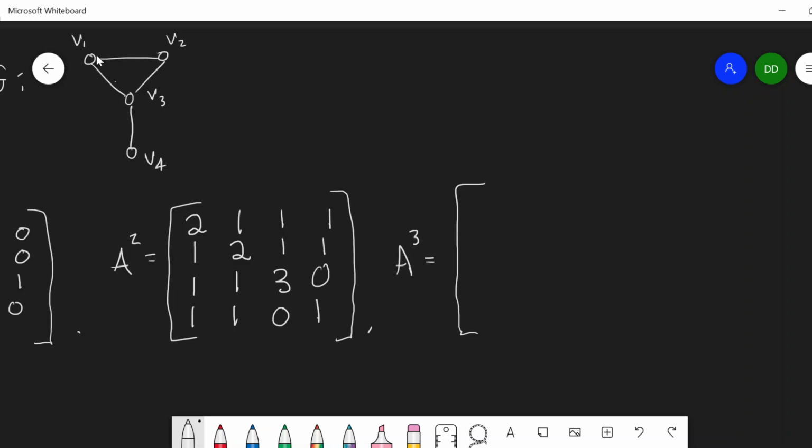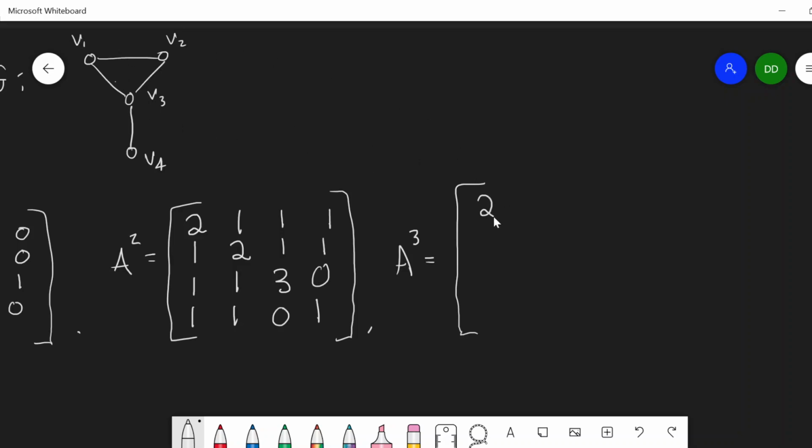So here's one as I go to V2, V3, and then back to V1. 1, 2, 3. That's a walk of length 3. I could also go the other direction. V1, V3, V2, V1. And so in this case, and in fact in all cases, on the diagonal I get 2 walks of length 3 for each triangle that this vertex is a part of.